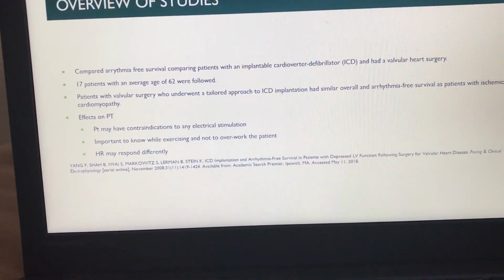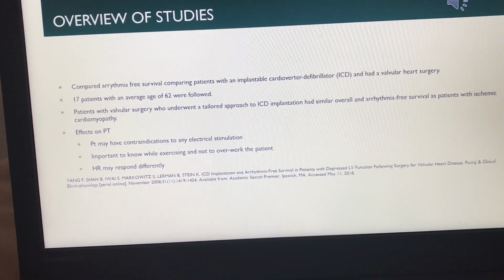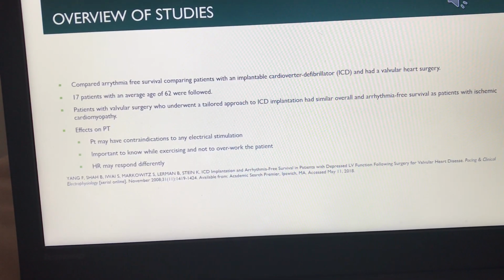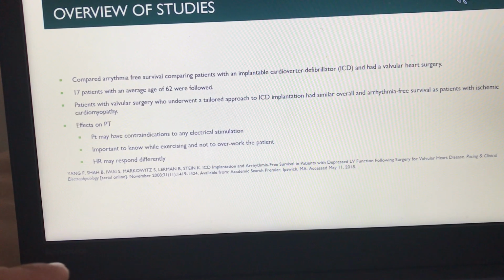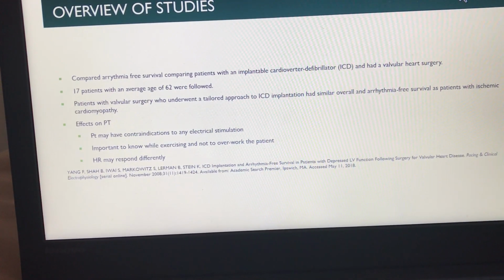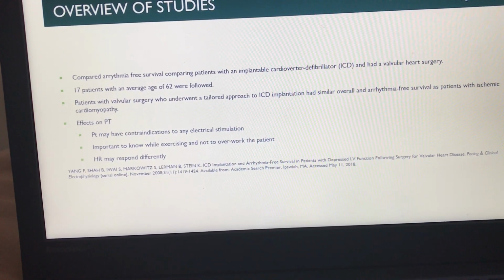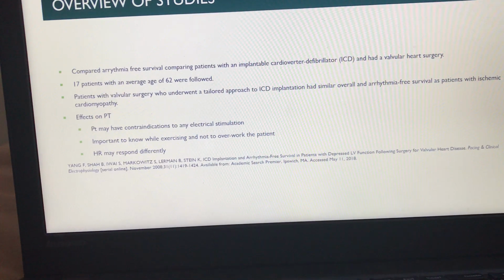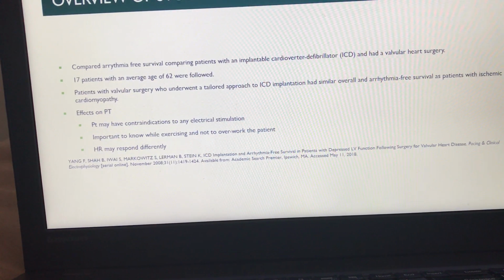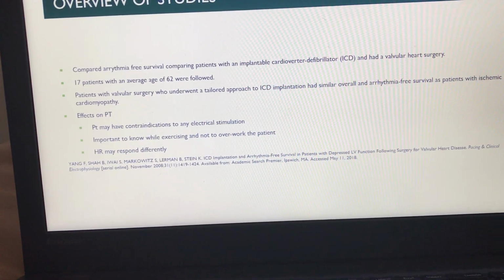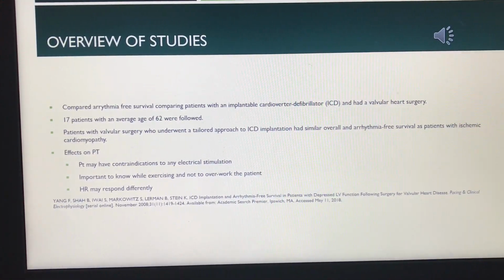In this study, there were 17 patients who had an implantable cardioverter defibrillator with valvular heart surgery, and it was to compare the overall arrhythmia-free survival of patients with an ICD and without. There was no significant change with an ICD or without in the study either. And it's important for PTs to know that an ICD may be present in patients with valvular heart surgery, and that contraindications to electrostimulation must be foreseen. And it's also important to understand the heart may not be able to pump as much through exercise, so do not overwork these patients.